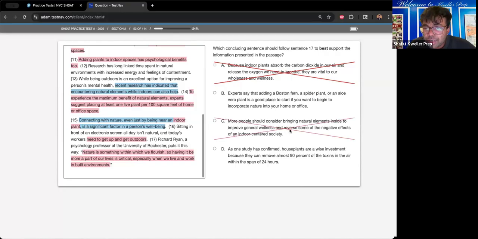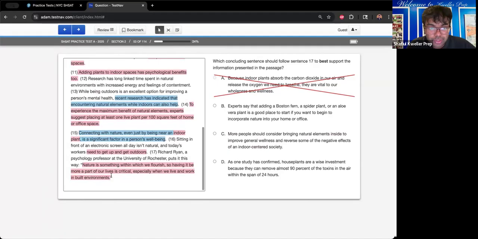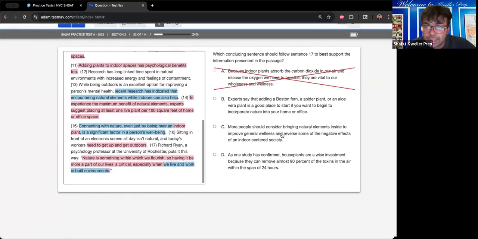C, more people should consider bringing natural elements inside and reverse some of the negative effects of an indoor-centered society. So this is a good point to end on because here it talks about when we live and work in built environments, and then we end off with how this can help us reverse negative effects on a whole society. So they want to go to a broader point here.